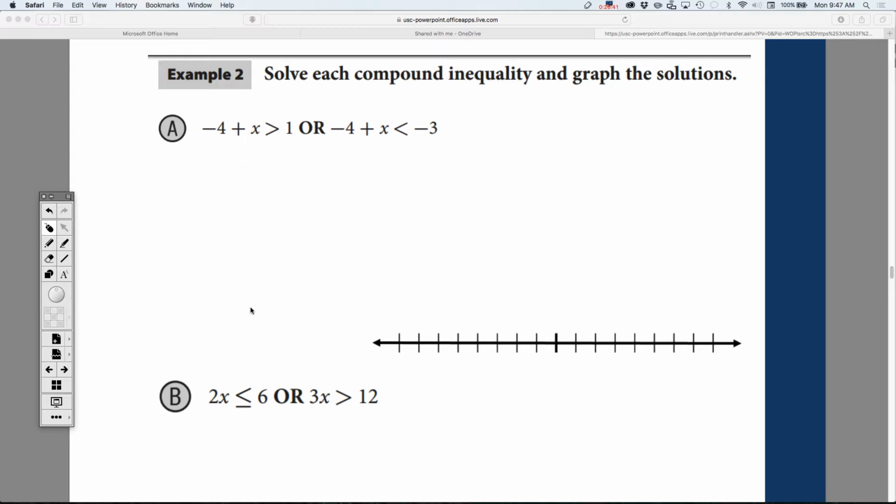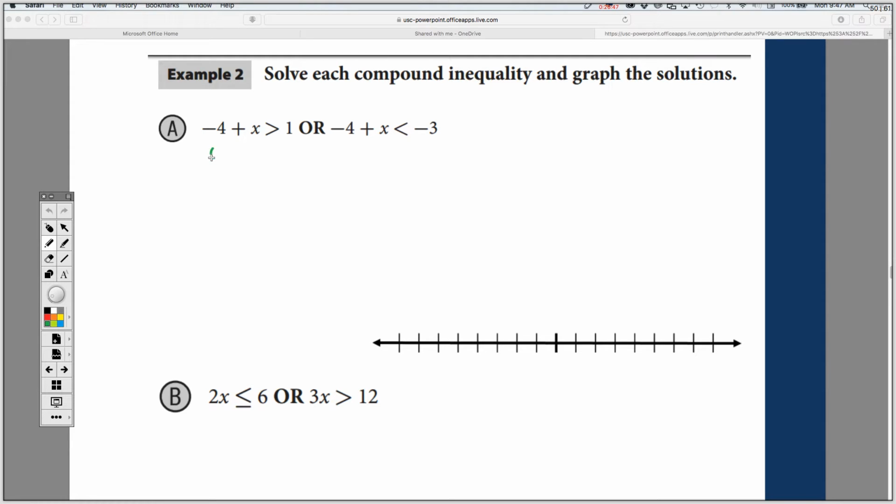-4 plus x is greater than 1 or -4 plus x is less than or equal to 3. So I'm going to add 4 here, build a wall, add 4 here. X is greater than 5.